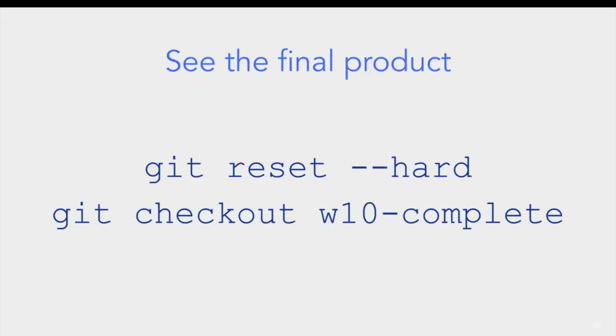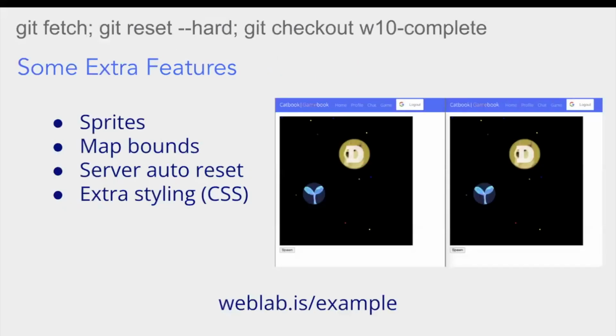So if you want to see the final product, we've added a couple things. You can do git reset --hard, git checkout w10-complete, and we've added some extra features here. Namely, we've added some sprites, map bounds, server auto reset, and some extra styling. You can also go to weblab.is/example to see the full Gamebook. And we've added an LLM thing, which Tony and Andrew added. So be sure to check out the example website.